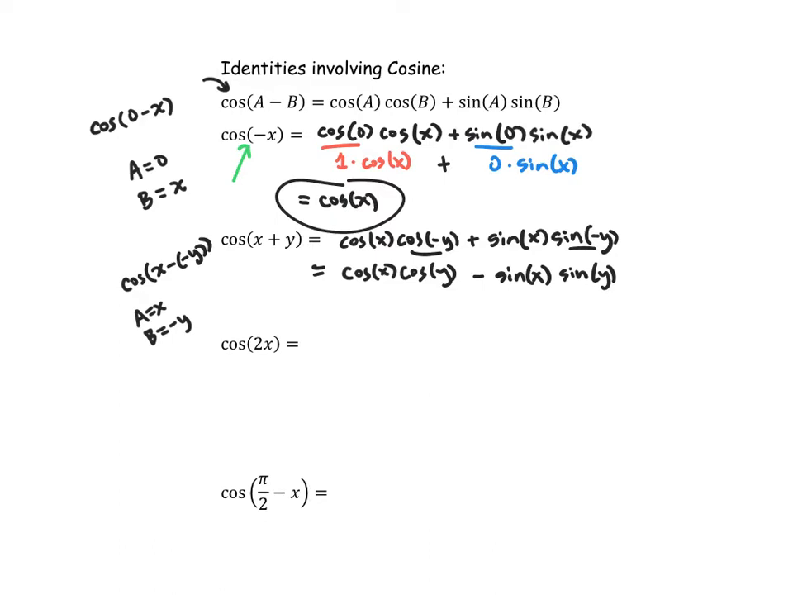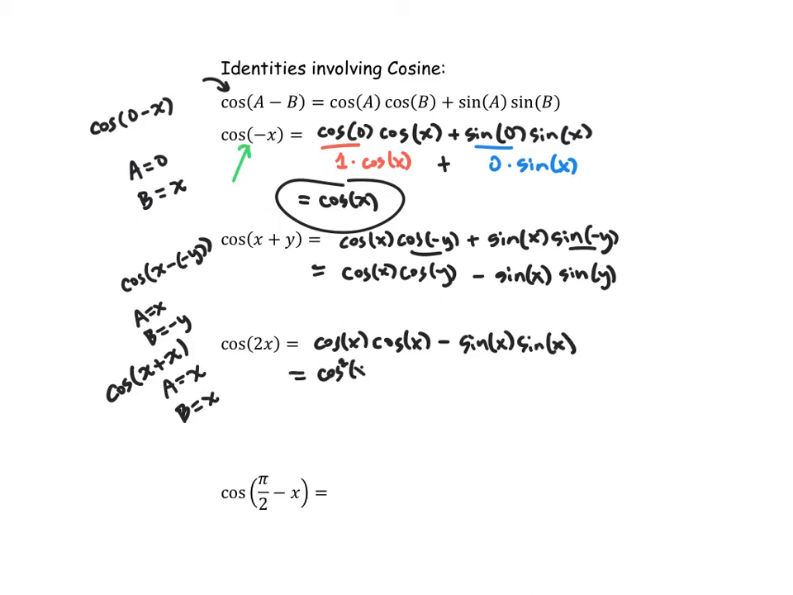Okay, so cosine of 2x. This one's interesting. A is going to equal x, and B is also going to equal x because the cosine of 2x is equal to the cosine of x plus x. So that'll be cosine x cosine x minus, since we have cosine of x plus x, sine x sine x. Okay, so this is going to be cosine squared x minus sine squared x. Now this is one of the 3 forms of cosine 2x.